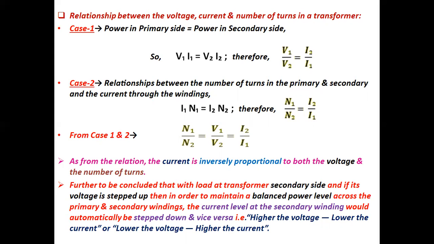Further, it can be concluded that with a load at the transformer secondary side, if its voltage is stepped up, then in order to maintain a balanced power level across the primary and secondary windings, the current level at the secondary winding would automatically be stepped down, and vice versa. That is, higher the voltage, lower the current, or lower the voltage, higher the current.